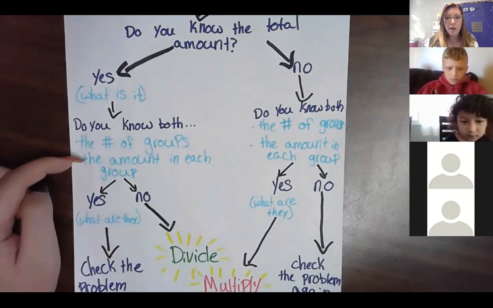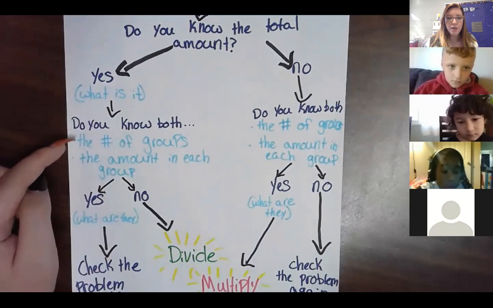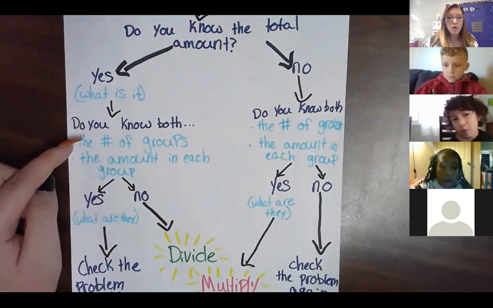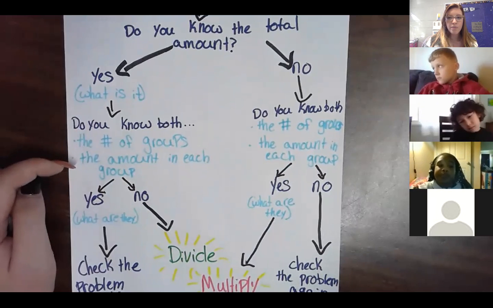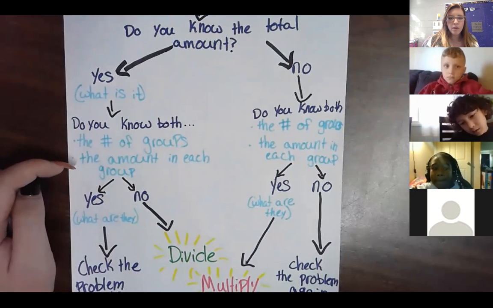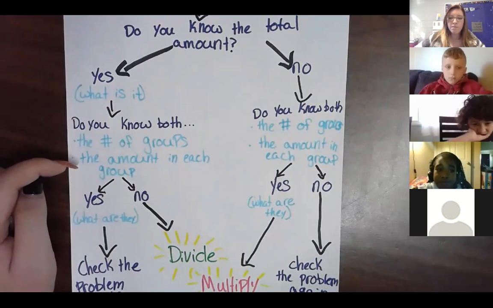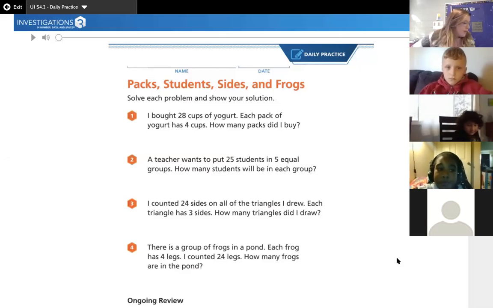All right, do I know the number of groups and the amount in each group? Let's go back to the problem and see if we can figure out, do we know the number of groups or the amount in each group? Do I know both or just one? Who can answer my question for me?